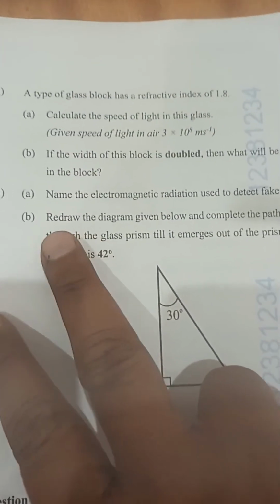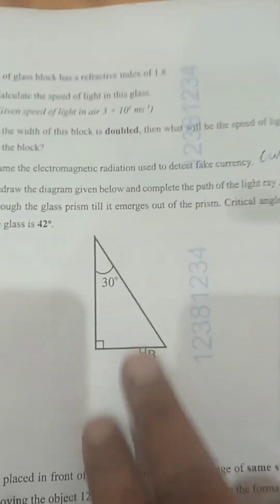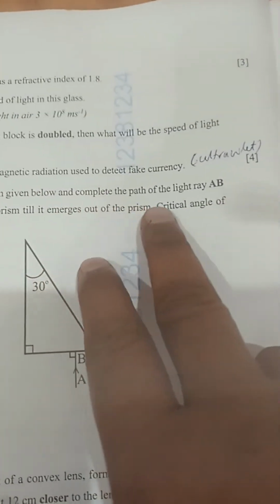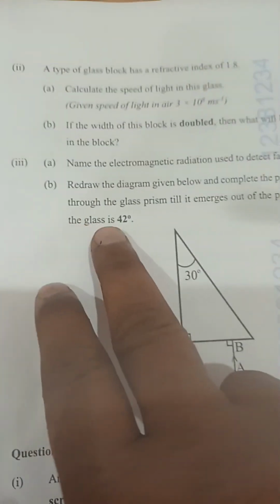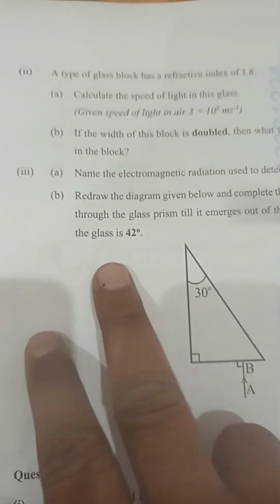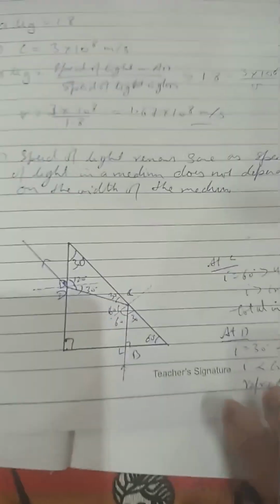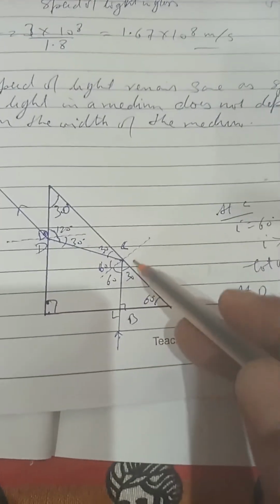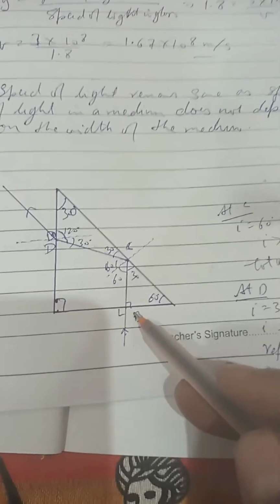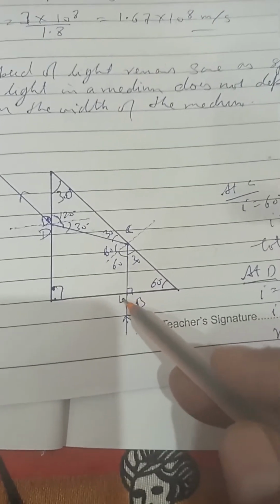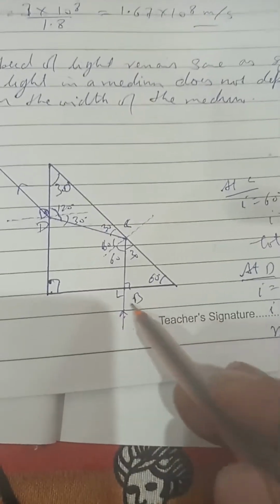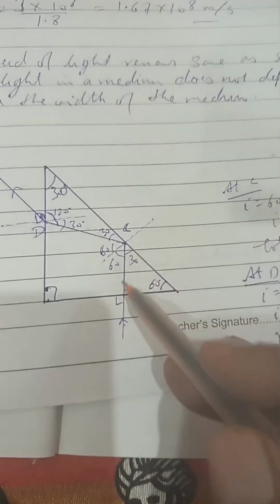Then in the second part we have to redraw the diagram given below and complete the path of the light ray AB through the glass prism till it emerges out of the prism. The critical angle of the glass is 42 degrees. This is given to us. So this type of figure we will get when it enters from this surface at B. Here it is perpendicular to this surface, so it will not get reflected and moves as it is.